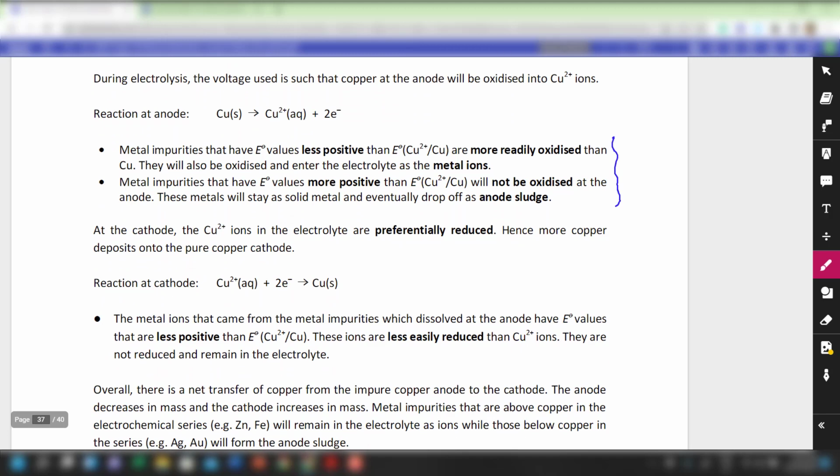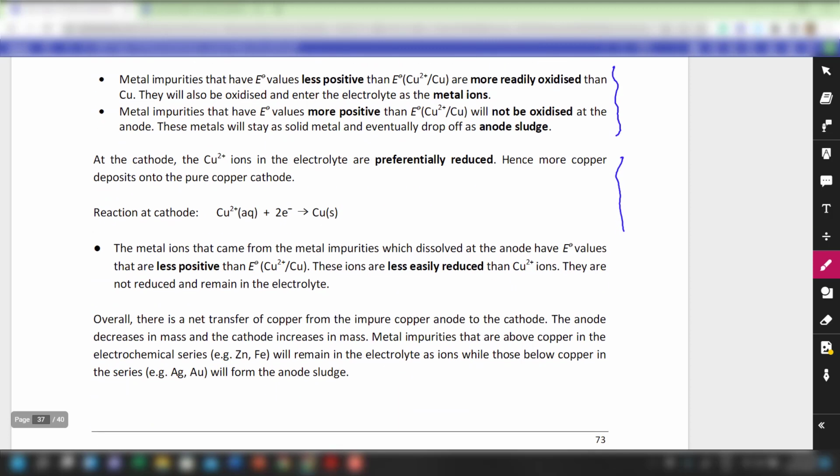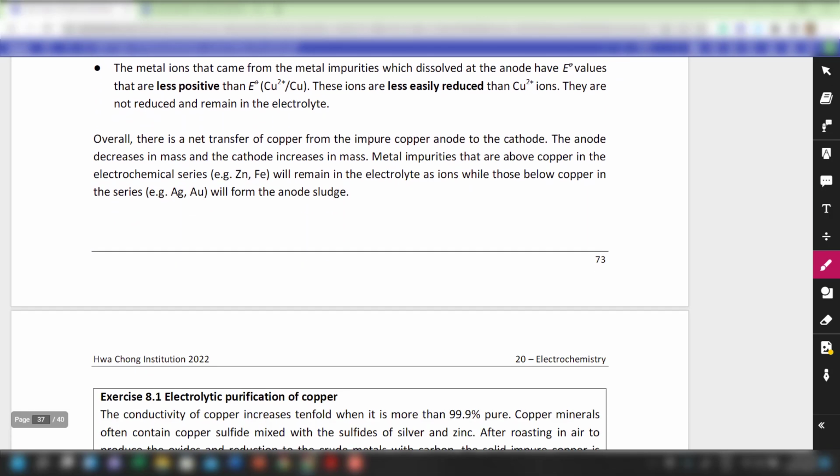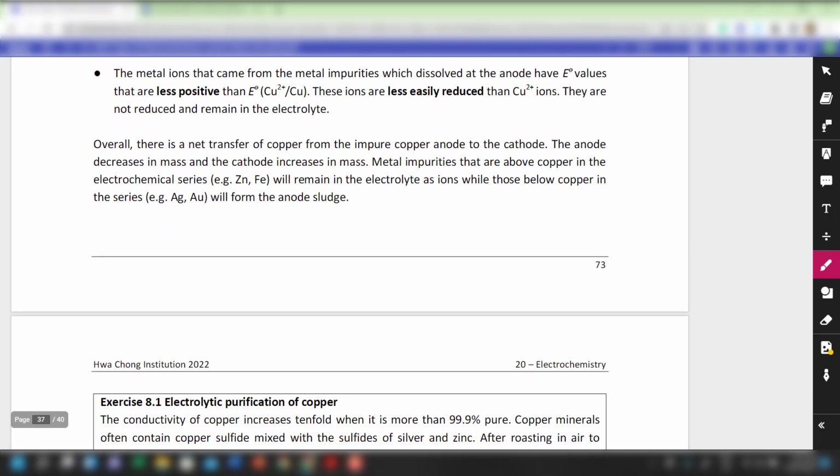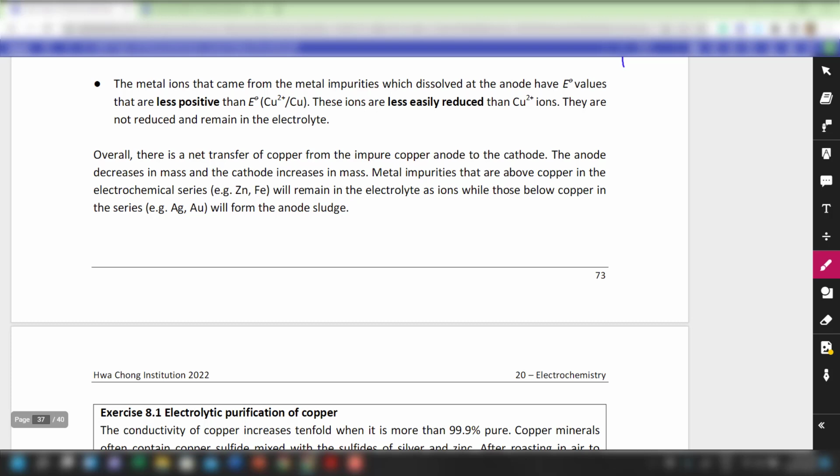Then we'll need to check which is preferentially reduced. Any metal more reactive than copper will not be preferentially reduced, so only copper 2 will be reduced. In that case, we'll get a purified sample of copper. So there's a net transfer of copper from the impure copper anode to the cathode in that sense.